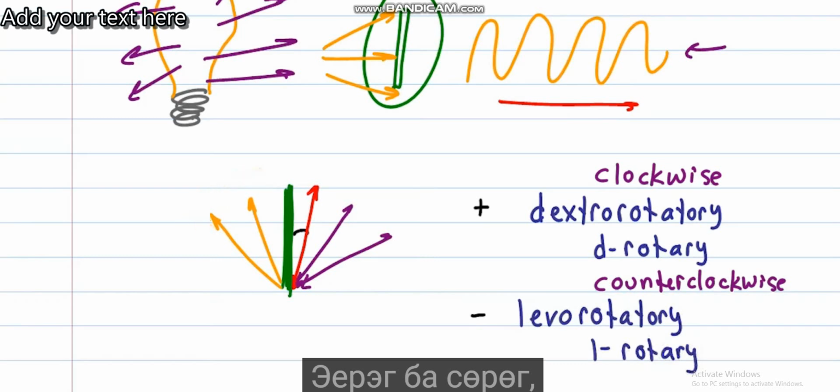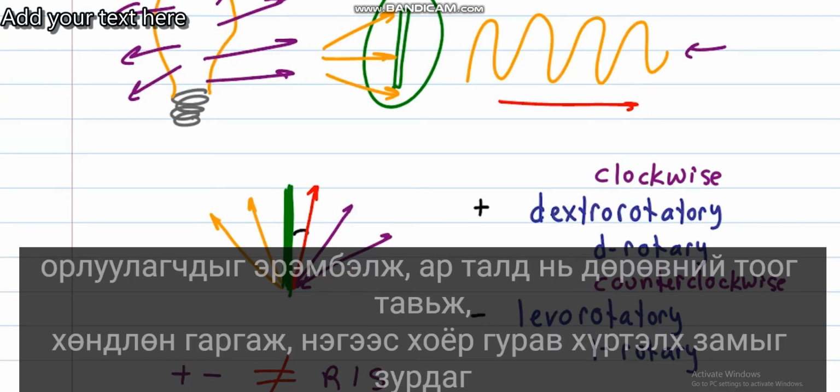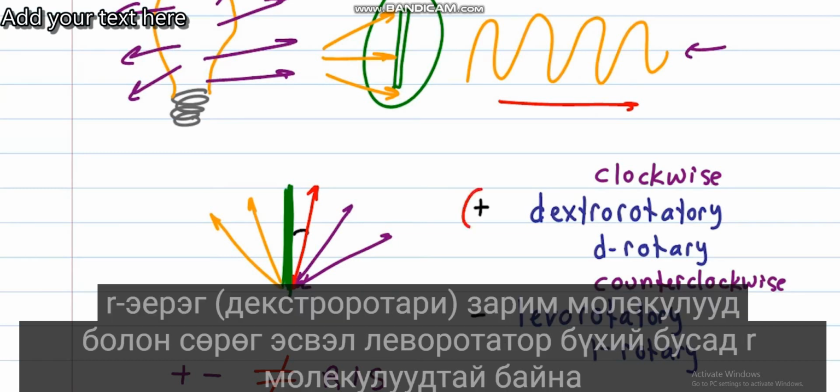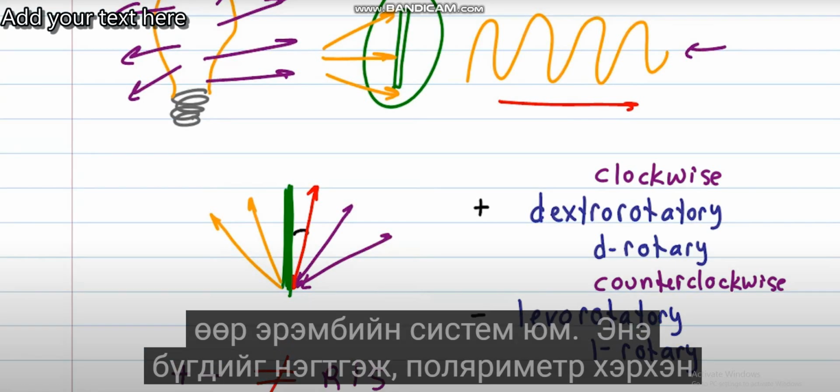Be very careful when you're memorizing these definitions because positive and negative, D and L, have nothing to do with R and S. When we look at R and S, we rank the substituents, we put number 4 in the back, cross it out, and draw a path from 1 to 2 to 3. That is strictly a ranking system for a molecule on paper. But you can have some molecules that are R positive, dextrorotary, and other R molecules that are negative, or levorotatory. So R and S does not equal positive or negative. They are completely different ranking systems.